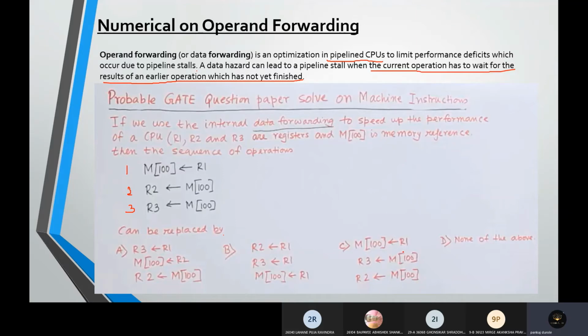Next, the content of the R1 register we are moving into M100. Now M100 content we are moving into R3 register, and again M100 content we are moving into R3 register. If I compare this group of instructions with the C answer, I find a lot of data forwarding is used inside this C option. So for this question, the answer will be C.